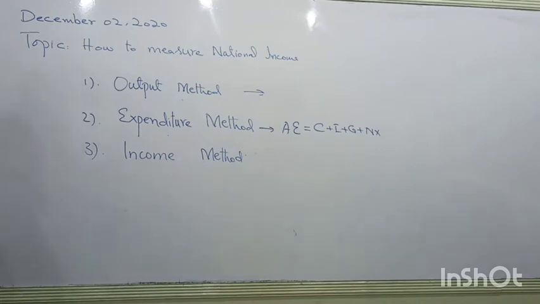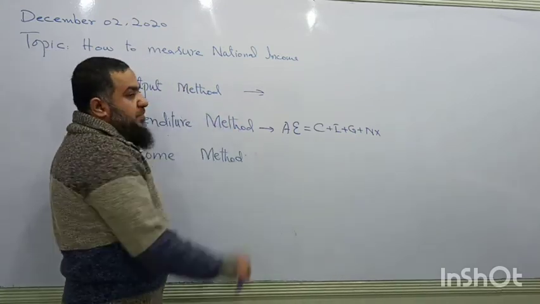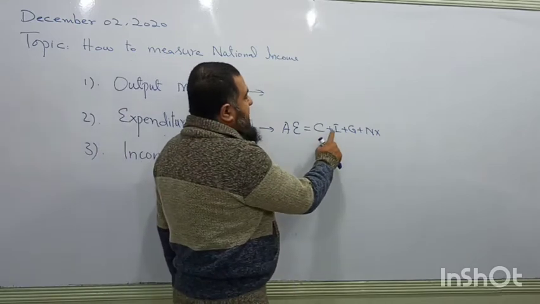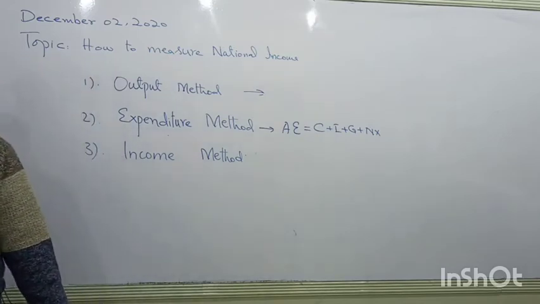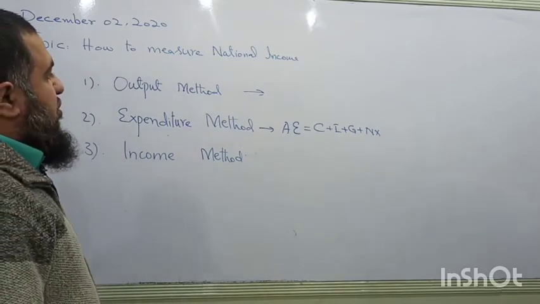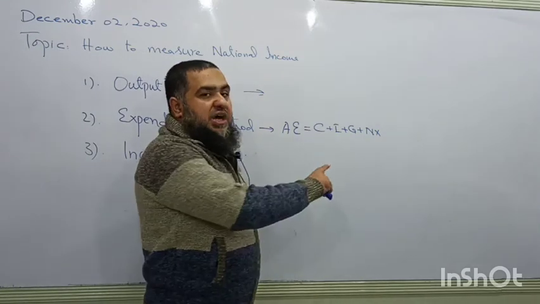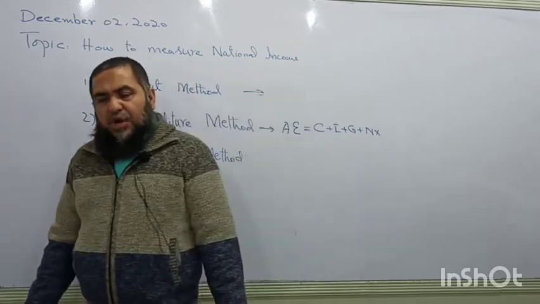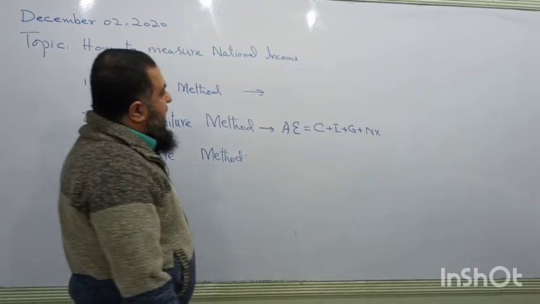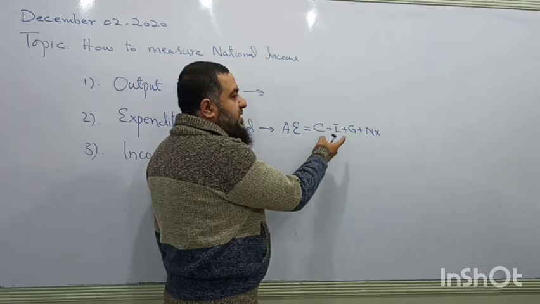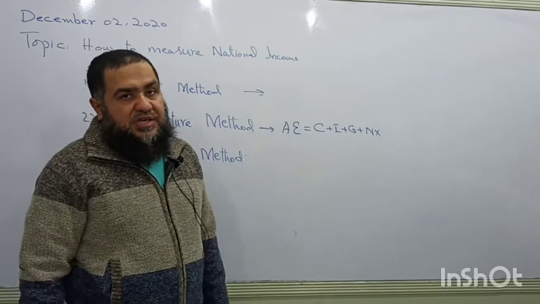Now come towards the expenditure method. That means instead of measuring the output method, we can easily measure C plus I plus G plus net exports. Consumption means household expenditures on consumer goods. They are spending their income in order to buy those goods which are produced by a country. I am not taking the imported goods here. Whatever goods have been produced by a country in a given year, consumers are spending their income on those goods. That is the consumer household expenditure.